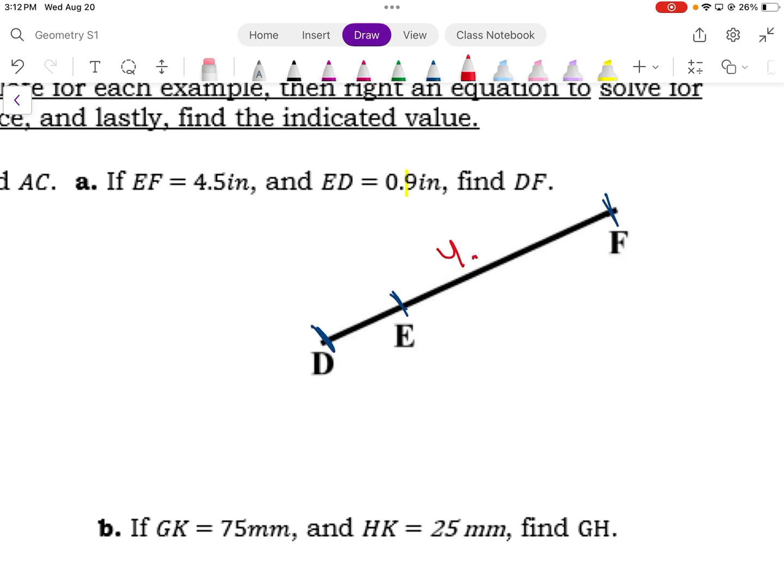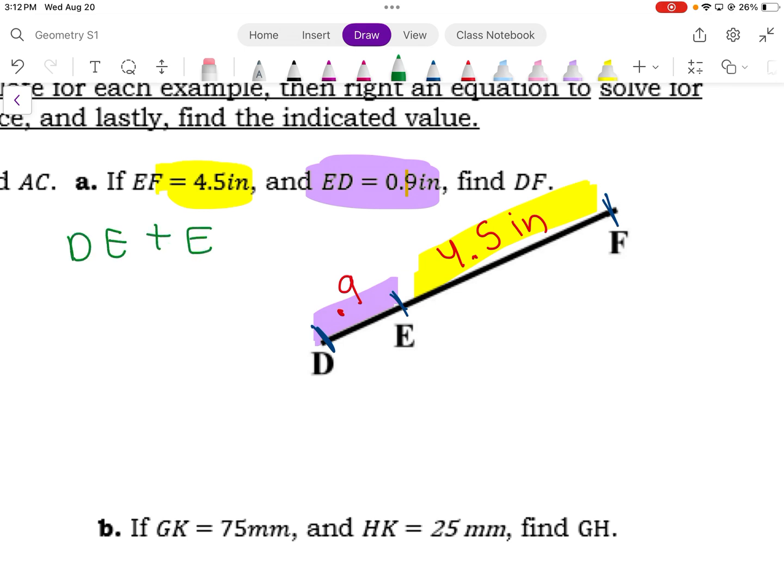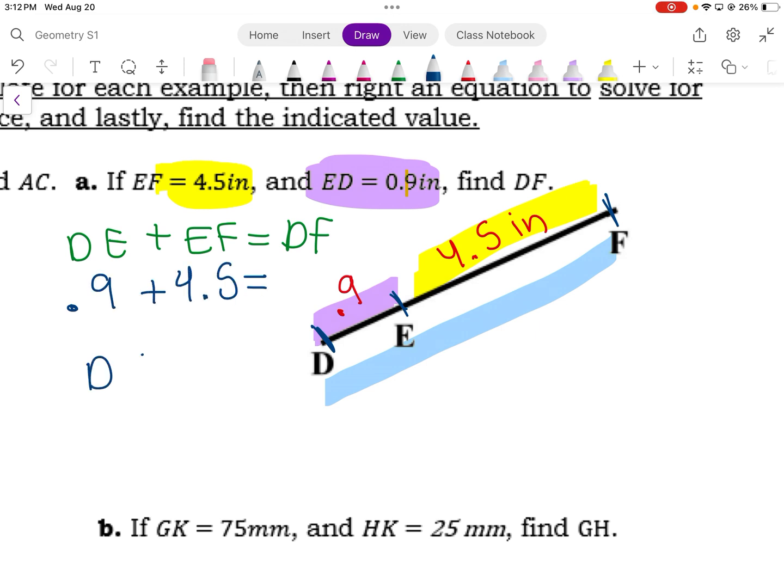Okay, so 4.5 inches is here and then 0.9 is here. ED is this portion and EF is this portion. Again, I'm going to write the sentence. DE plus EF equals DF. What is DF? DF is the whole thing. So now I'm going to add them together. 0.9 plus 4.5. What is that going to equal for DF? DF is going to be 5.4.